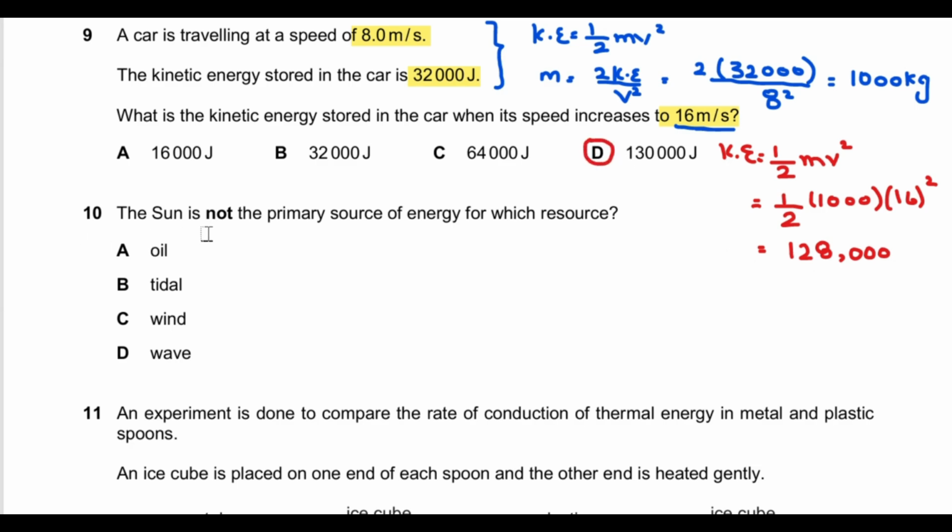Question number 10 says, the sun is not the primary source of energy for which of the resources? For oil, we need the sun because oil is produced by plants and plants get their energy from the sun by photosynthesis, so it's not the case. Tides can be the option because tides are produced by the gravitational pull of the moon, so they can be considered because they don't need energy from the sun.